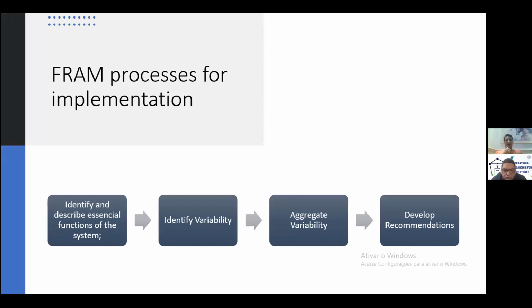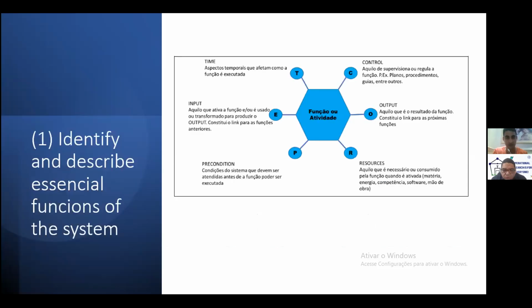So now I'm going to explain the FRAM processes for the implementation of the procedure. There are 4 processes. First, we need to identify and describe the essential functions of the system. Second, identify the variability, aggregate variability, and develop recommendations. So in the first place, we need to identify and describe the essential functions of the system. How do we do that?